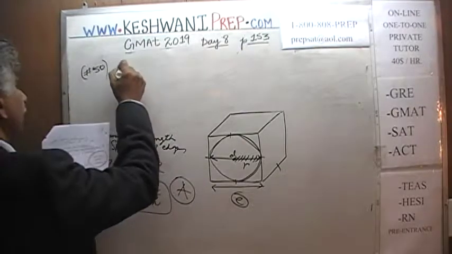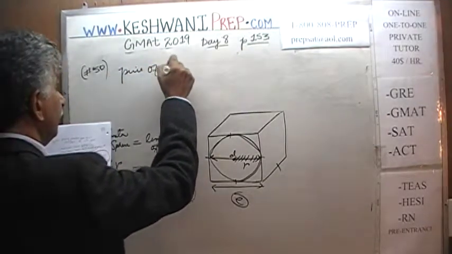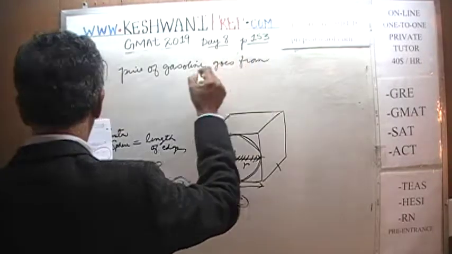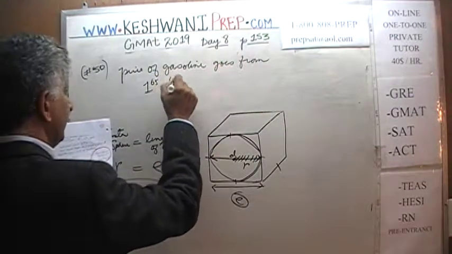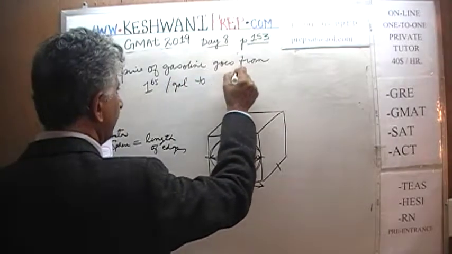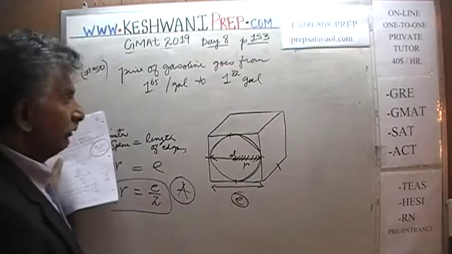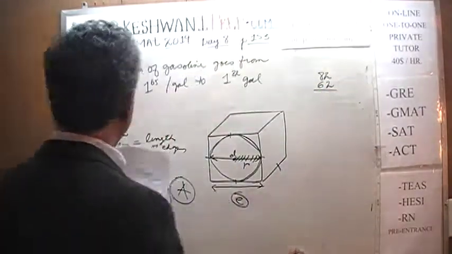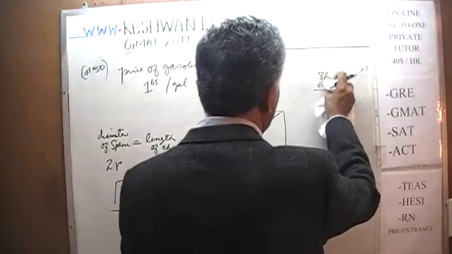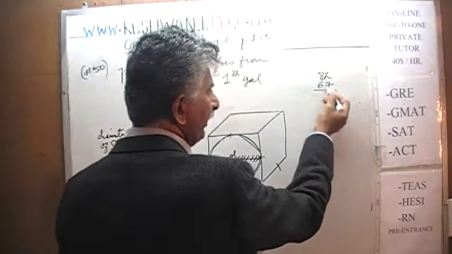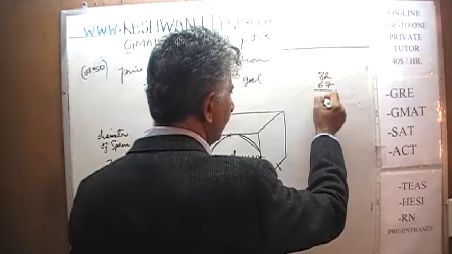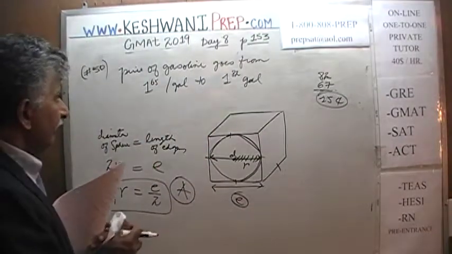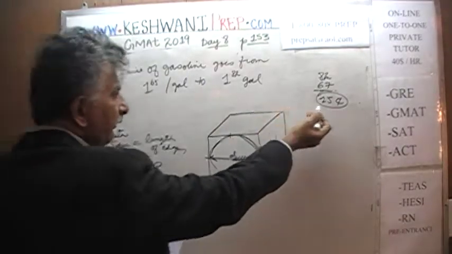In number 50 it says, the price of gasoline goes from $1.65 per gallon to $1.82 per gallon. Before we do any work at all, let's figure out what the change is. It goes from $1.65 to $1.82. 12 minus 7 would be 5, and 7 minus 6 would be 1. So it looks like the price just went up by 15 cents per gallon. Okay, keep that in mind. From $1.65 to $1.82 is an increase of 15 cents per gallon.